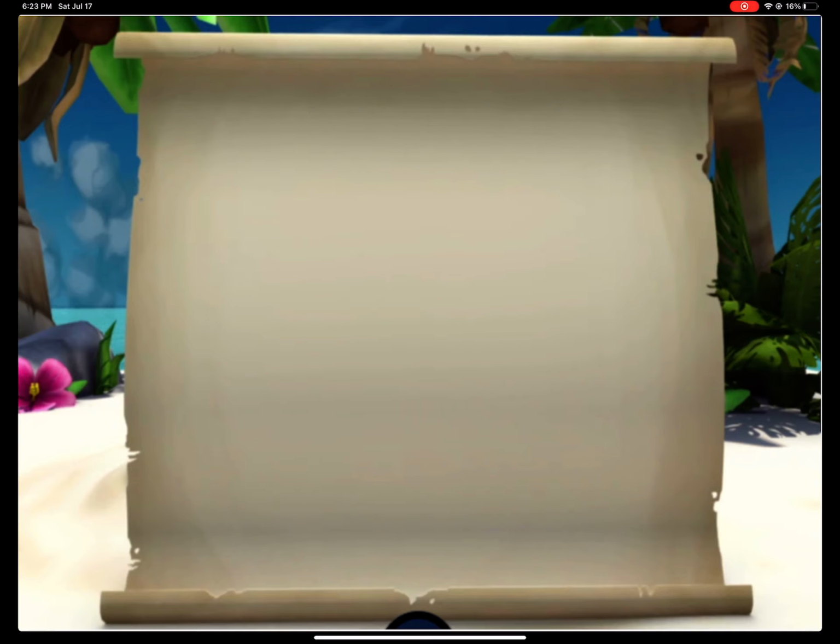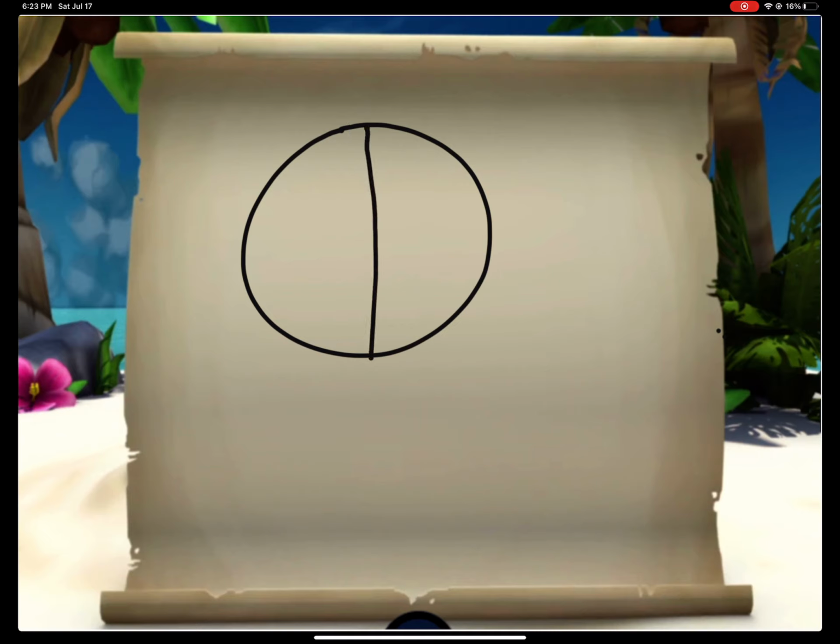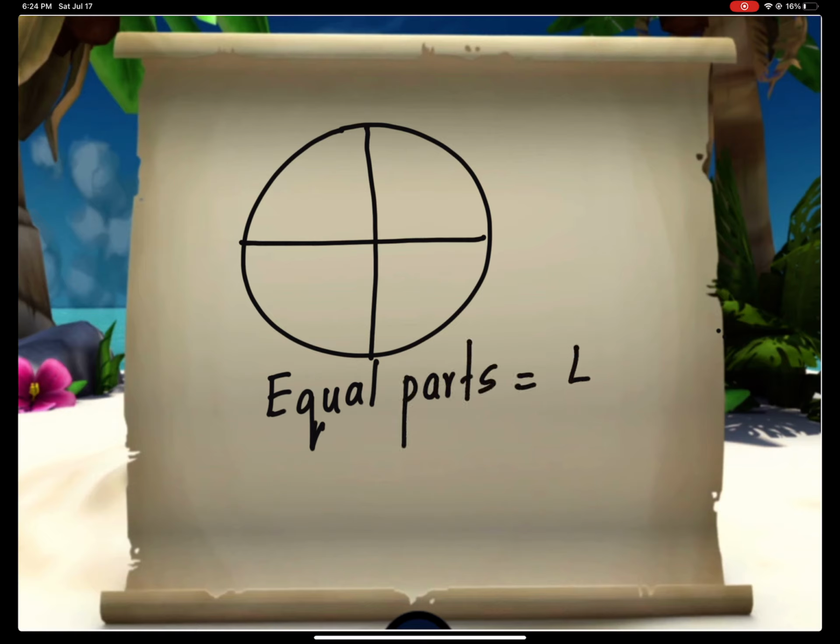Okay, now let me draw a circle and divide it into four equal parts. Okay, so how many equal parts are there? There are 4 equal parts. Okay, so let's see this one.